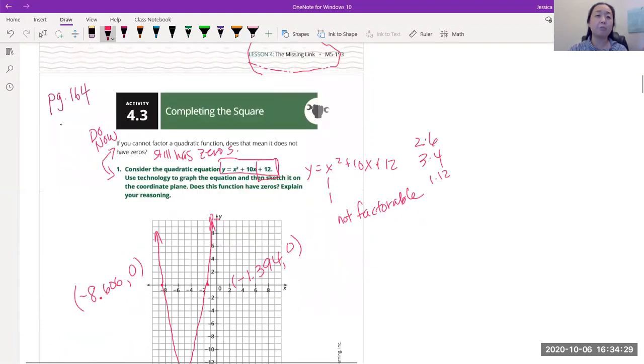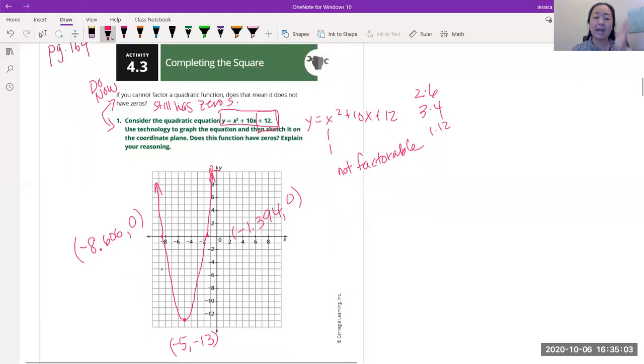This is on page 164, 4.3, completing the square, this activity right here. The question is, if you cannot factor a quadratic function, does that mean it does not have any zeros? Well, it would still have zeros. We took this equation and graphed it, and it was still at negative 8.606 and at negative 1.394, we still had those roots. They weren't nice roots, like a whole number such as -8, but it was definitely a root, because it does cross the x-axis.